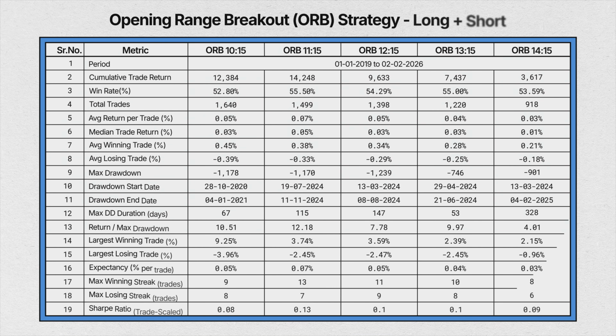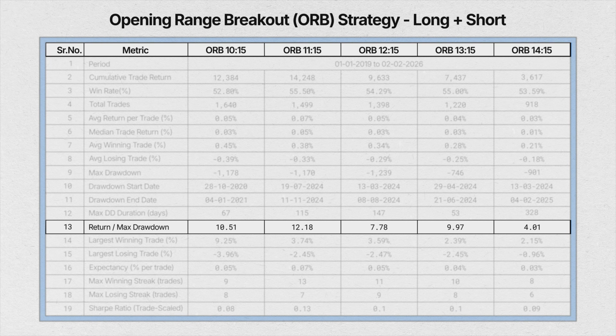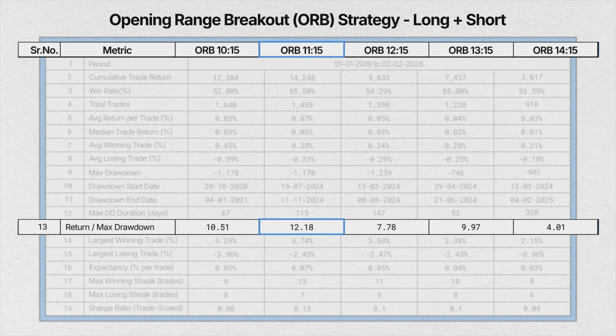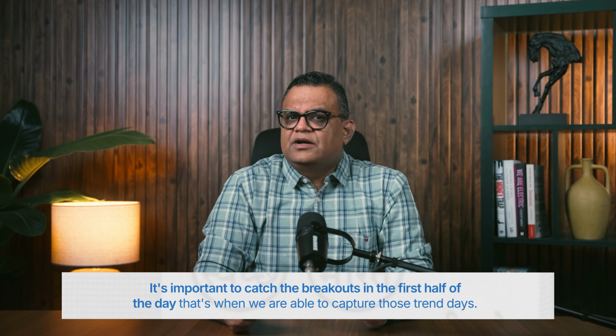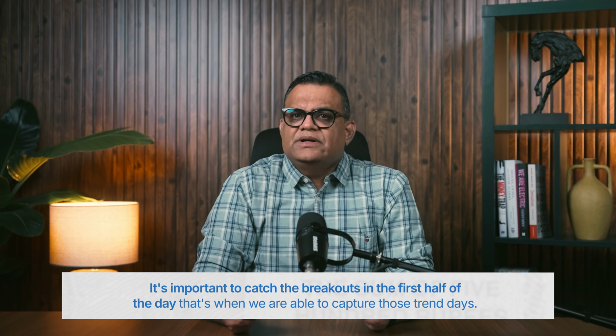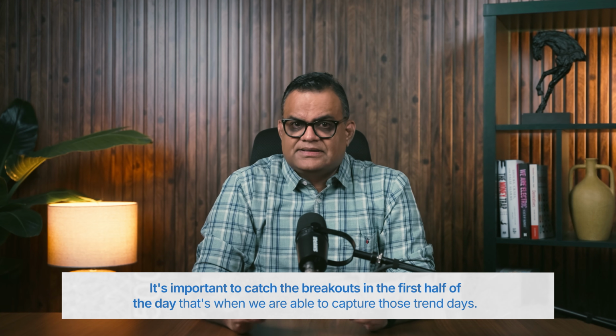Let's now look at the other performance metrics. Even if we look at the return to max drawdown ratio, the 11:15 and 10:15 breakout windows seem better than the rest. In other words, it's important to catch the breakouts in the first half of the day. That's when we are able to capture those trend days. Now let's break the trades into long and short and see if there are any specific patterns that we see based on the direction of the breakouts.